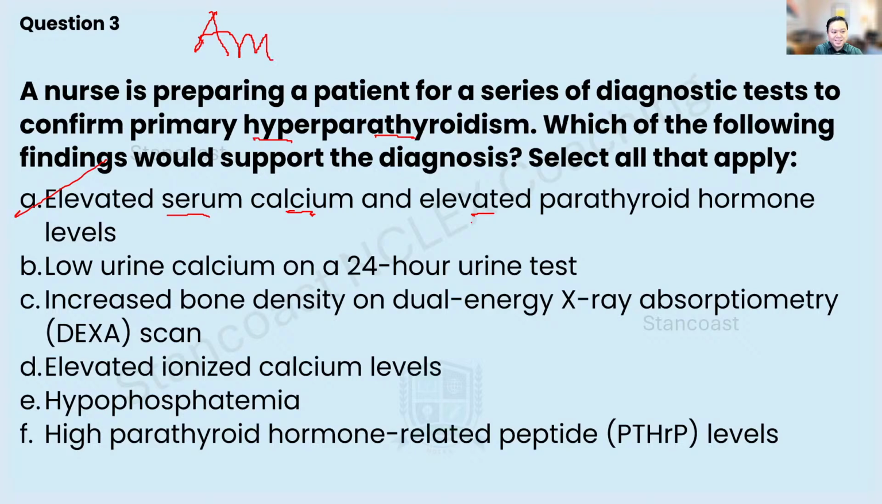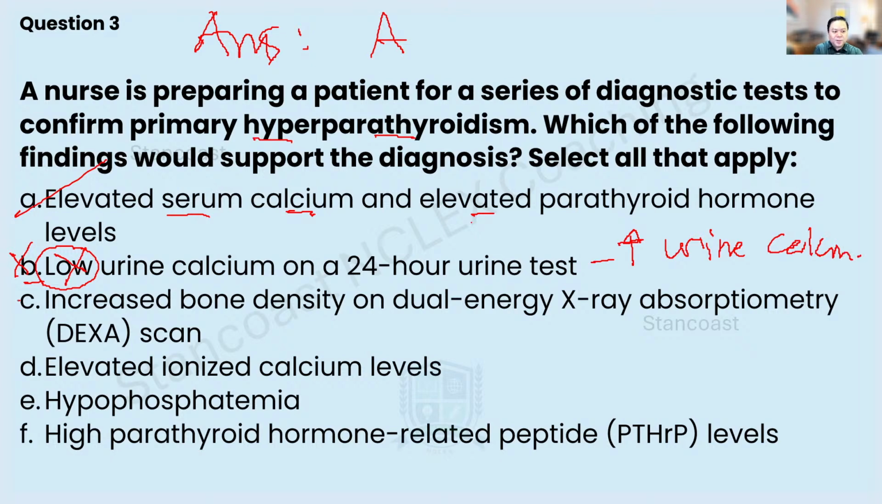So let's just go through them one by one here. What about letter B? Low urine calcium on a 24-hour urine test. This is incorrect. We know that in hypercalcemia, there will be massive excretion of the calcium ions through the kidneys. So you will be seeing a lot of calcium in the urine, not low. This is incorrect. It should be elevated urine calcium.